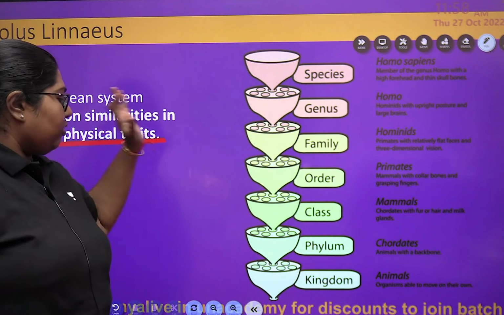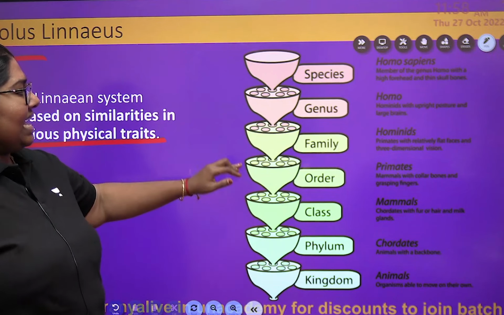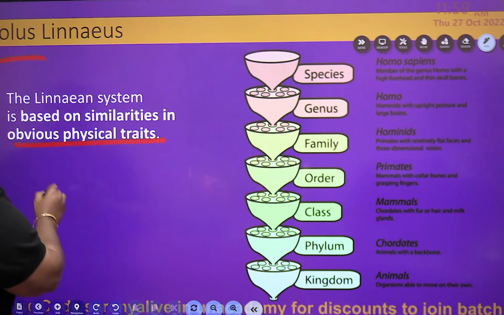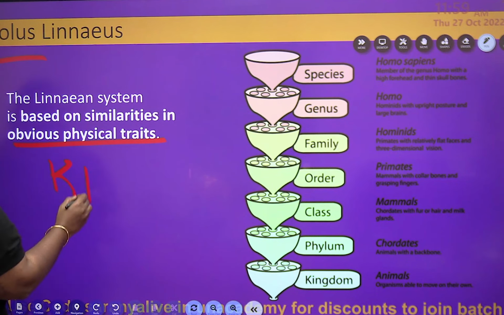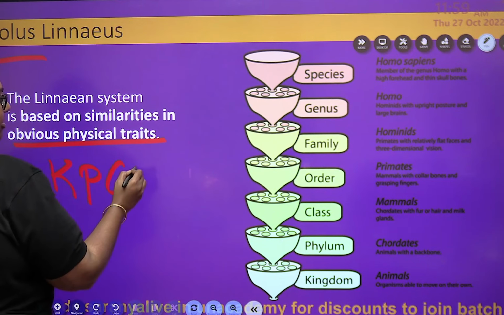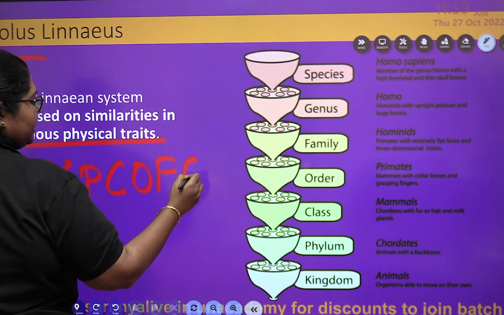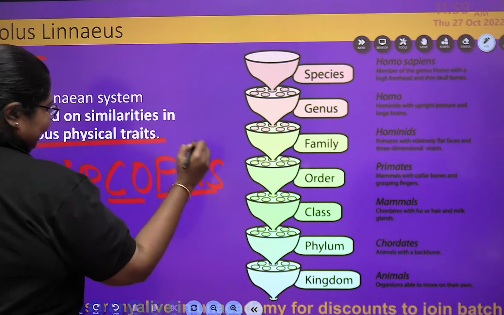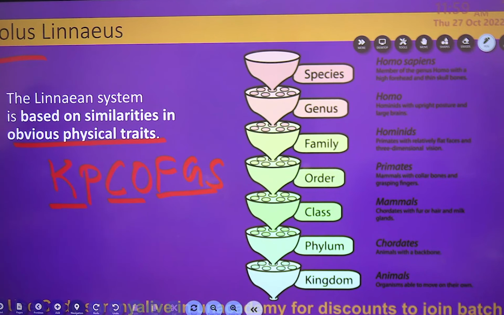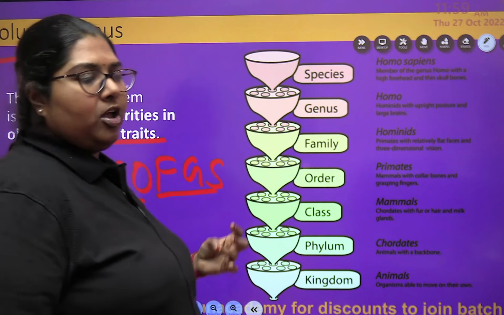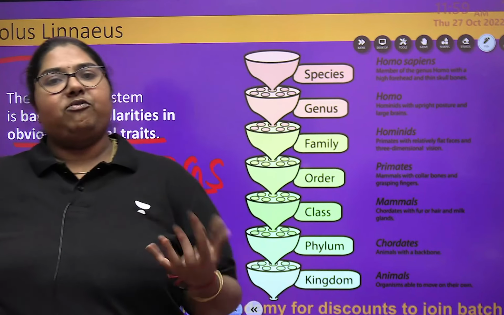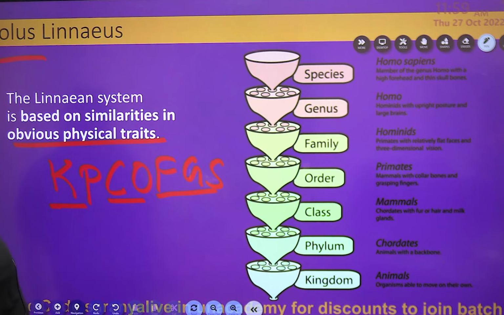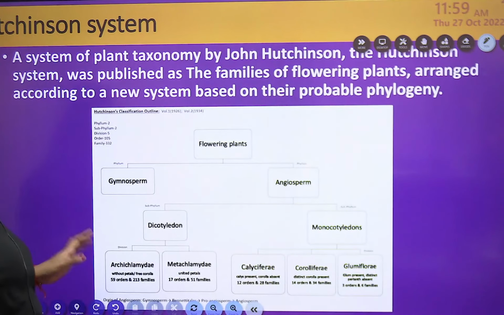Okay, so he only gave this kingdom, phylum, class, order, family, genus, species. This is a basic question. Even that you have to know what he gave. Kingdom, phylum, class, order, family, genus, species. KP, Co, FGS. KP is kingdom, phylum. Co is class, order. FGS is family, genus, species. So this is what he gave. Obviously, this is not on phylogenetics.